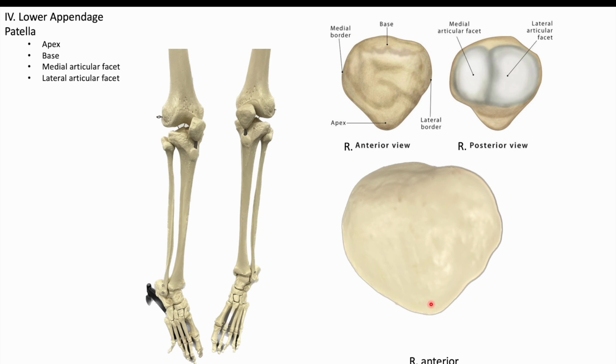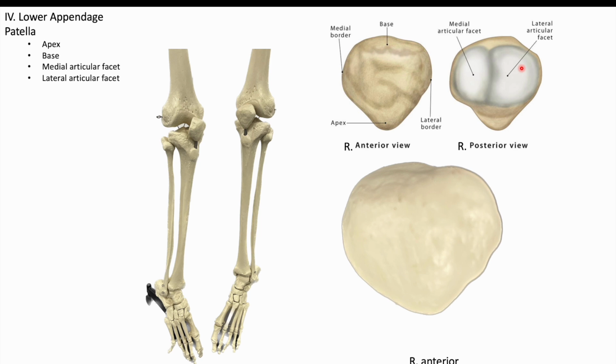So how you can differentiate whether you're looking at the right or left patella is to first identify the anterior and the posterior view. You got the anterior and then you got the posterior. If you flip it to the posterior view, you're going to see these two divots. The divots are called the facets. So the medial articular facet is the one that is on the medial side, and it's also the smaller one. The lateral articular facet is going to be the larger facet.